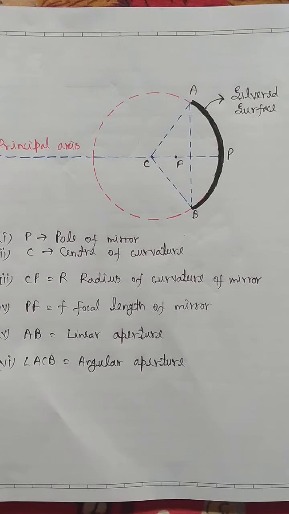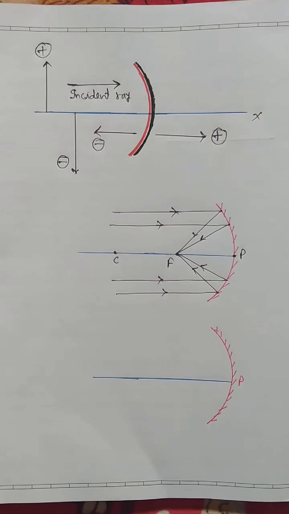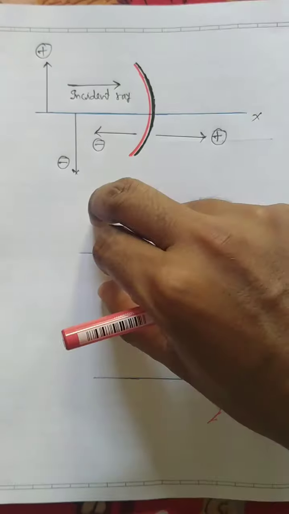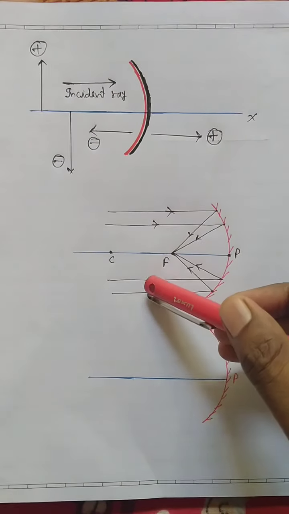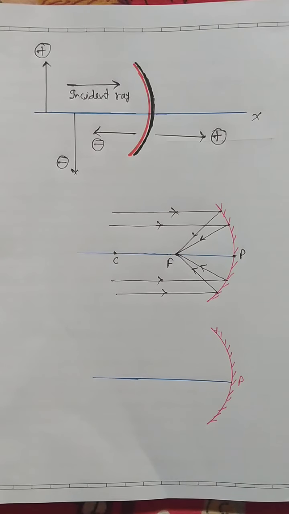Now next, focal length. First of all, focus. We can understand focus by this diagram. Now listen, a narrow beam of light parallel to the principal axis, this is the narrow beam of light and it is parallel to the principal axis, either actually converges to or appears to diverge from a point F on the principal axis after reflection from the spherical mirror. This point is called the principal focus of the mirror.